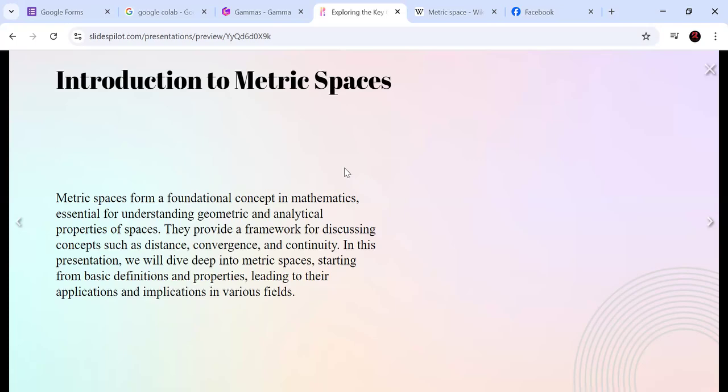There are three basic concepts we have to discuss. The first thing is distance, second is convergence, and third is continuity. So in this presentation, we will dive deep into metric space, starting from the basic definition and the properties, leading to their application and implementation in various fields.